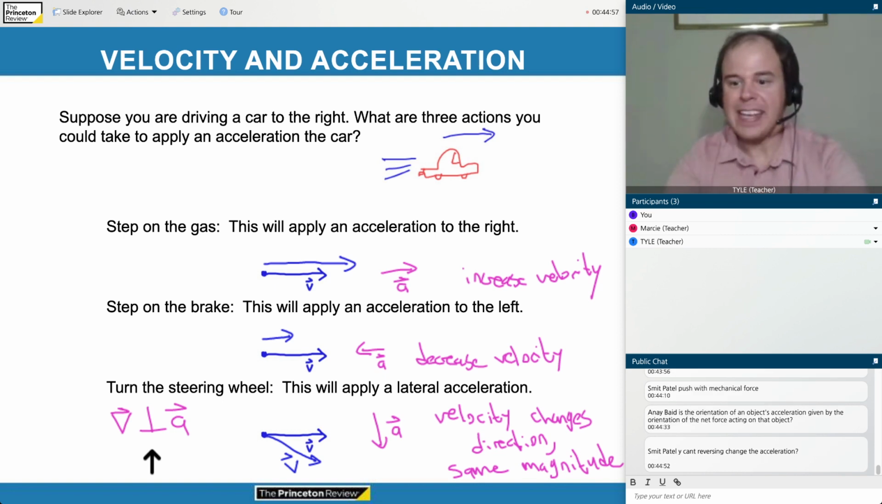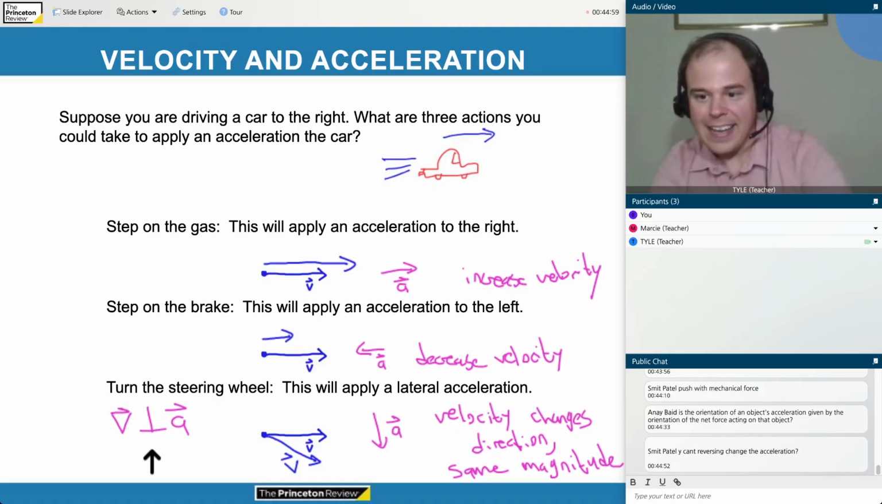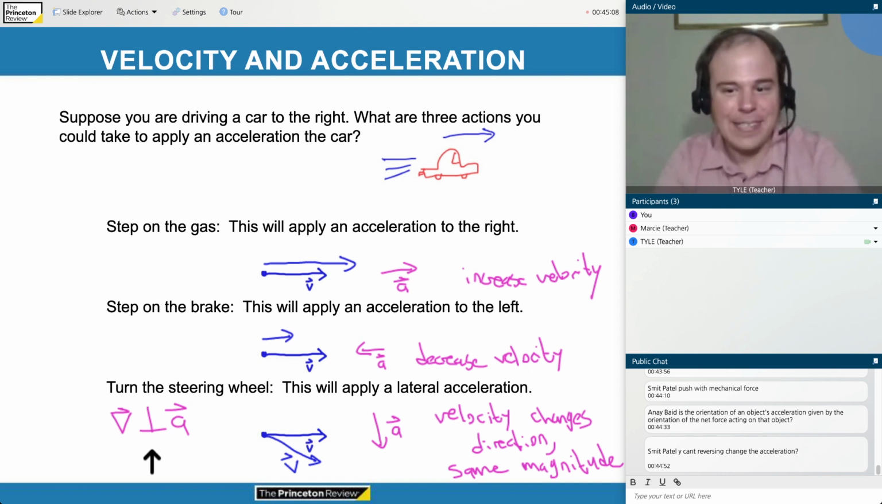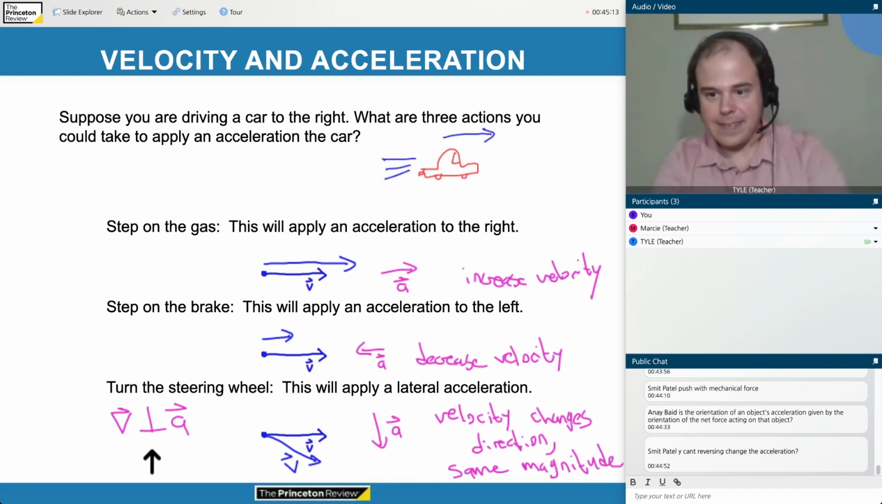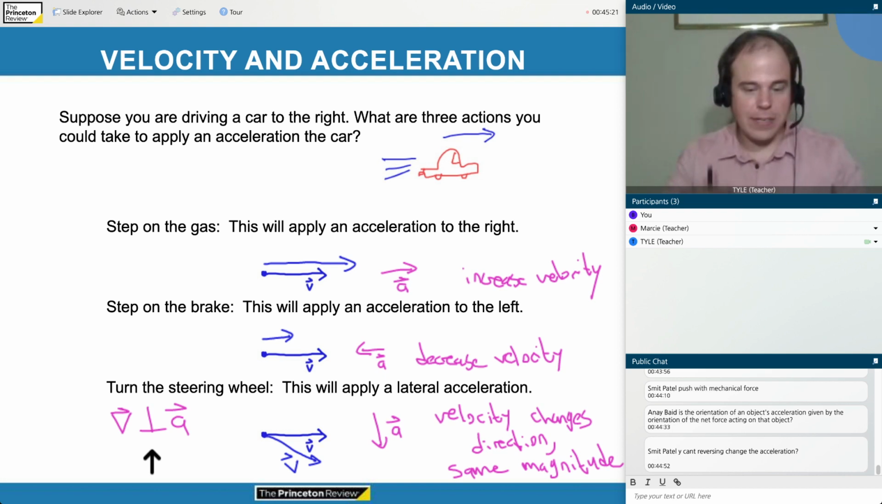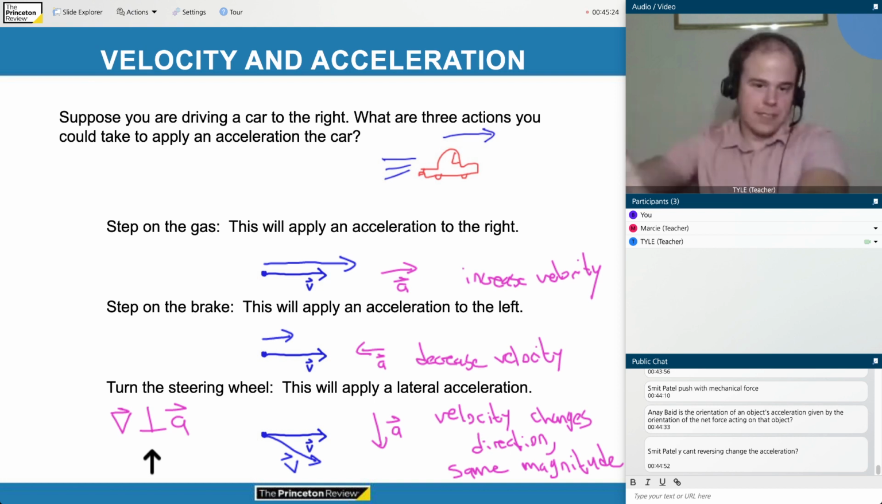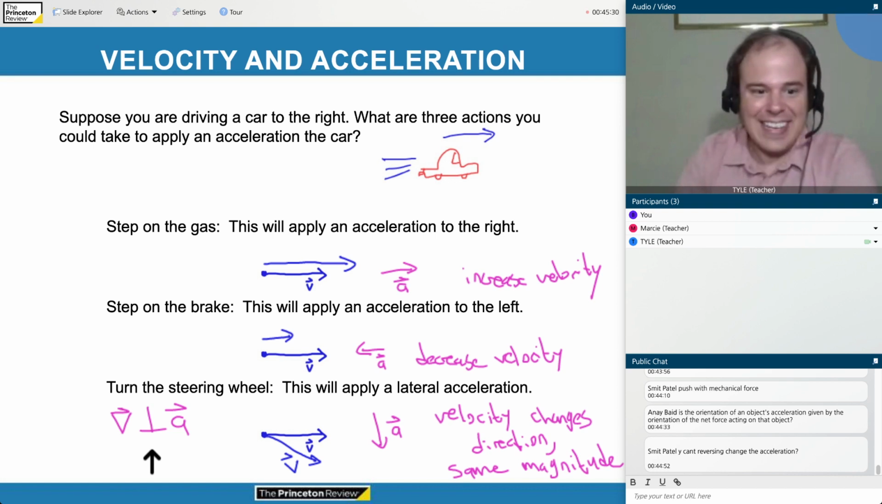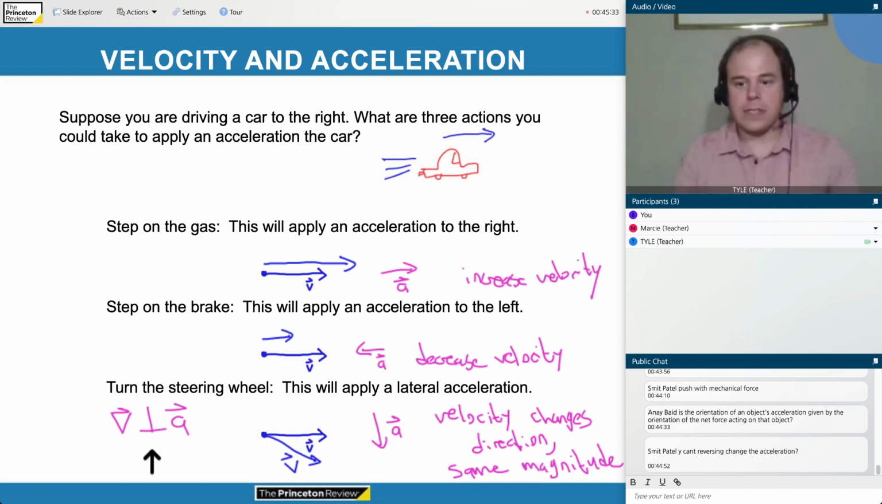We're accelerating. I see Ane saying, is the orientation of an object's acceleration given by the orientation of the net force acting on that object? Yes, that's absolutely correct. We're not talking about Newton's laws today, but that is absolutely correct. It's the net force on an object that determines what its acceleration is. So in the case of the car accelerating, when you step on the gas, this creates a force on the car forward, which accelerates the car forward. All right, and the direction of the acceleration also always corresponds to the direction of the change of velocity.